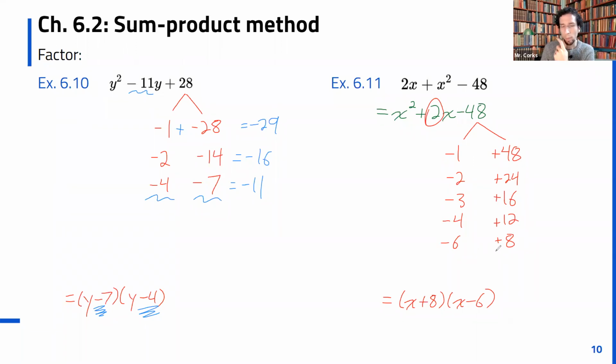Let's check from the bottom because that looks a little faster. Again, we want them to be pretty similar. -6 plus 8 is positive 2. Okay, there's our solution. So one of these will be x minus 6, and the other one will be x plus 8. So the signs on the B and C terms will give you a lot of information about what the sign should be on your factors.